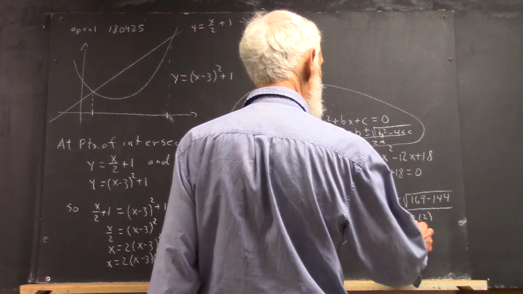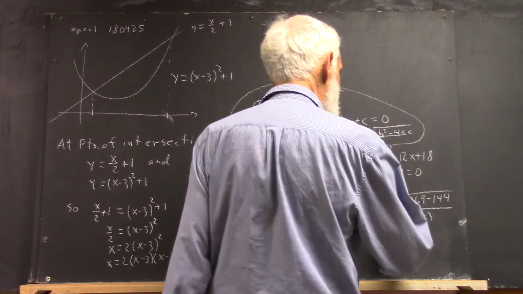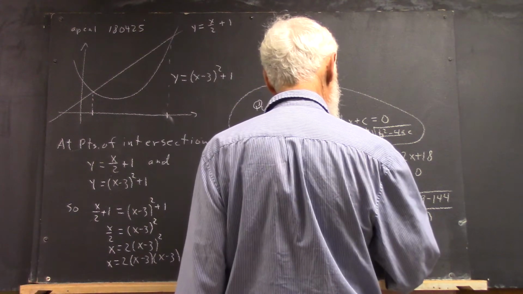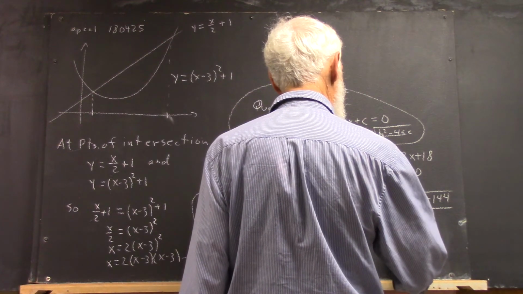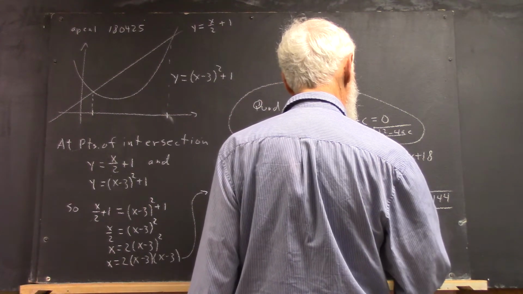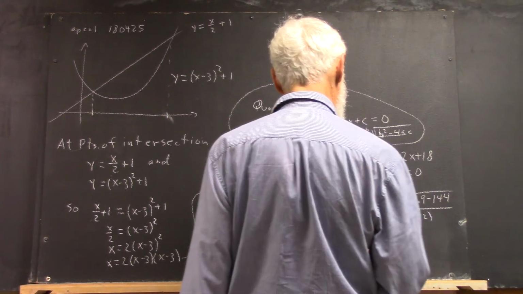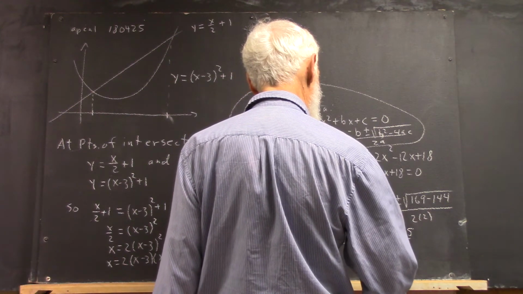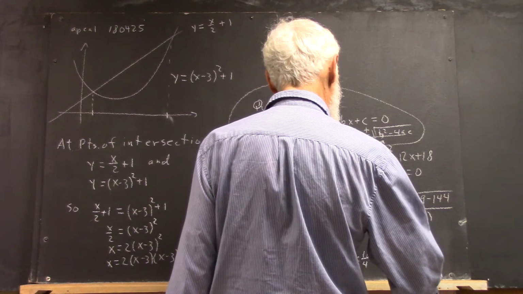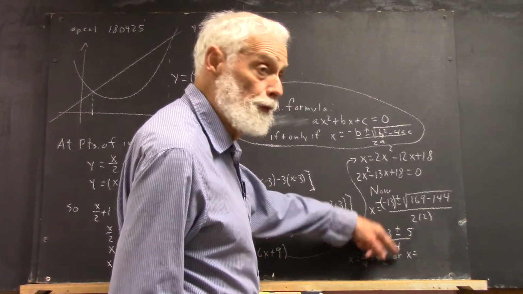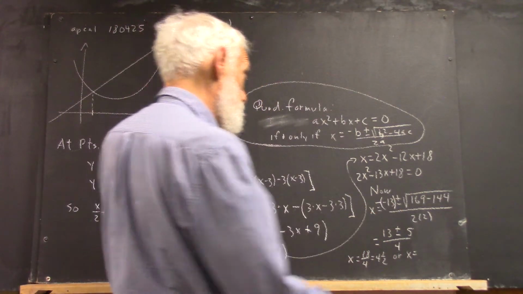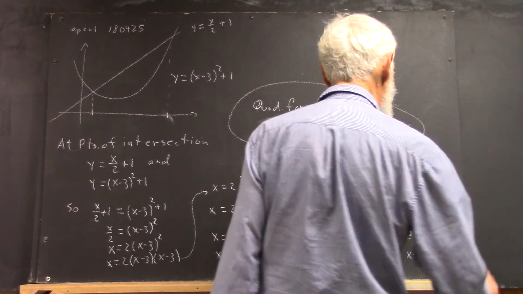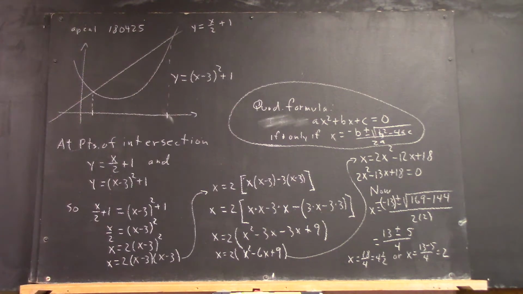Okay, negative b is the negative of negative 13. I wrote it down carelessly, right? Because it's negative b, so it's 13 plus or minus 5, over 4. So x is 13 plus 5 over 4, that'd be 18 over 4, that's 4.5. And 13 minus 5 over 4 is 2, right?